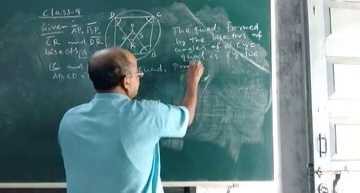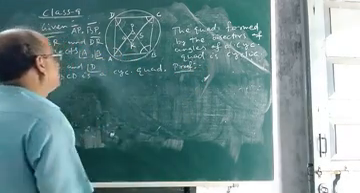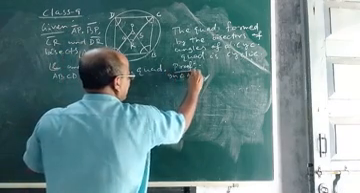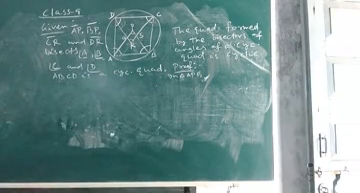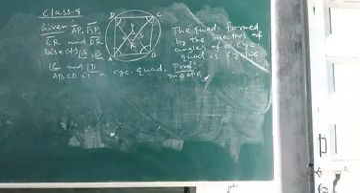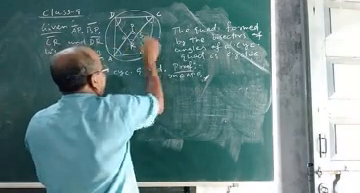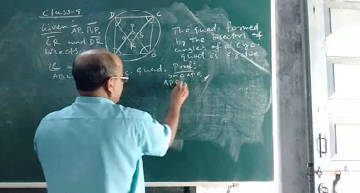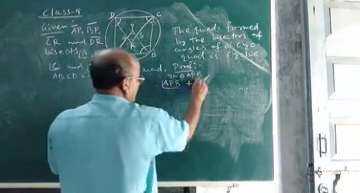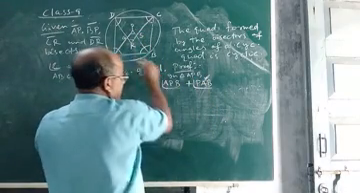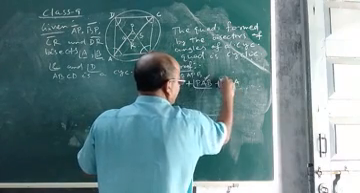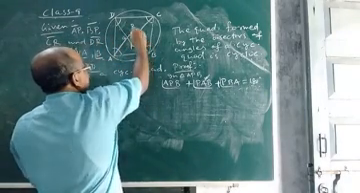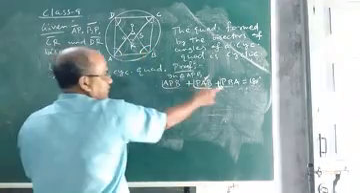How to prove? In order to prove this, first you consider triangle APB. In triangle APB, angle APB plus angle PAB plus angle PBA will be how many degrees? 180 degrees, by the angle sum property. In triangle APB, this angle plus this angle plus this angle is 180 degrees.